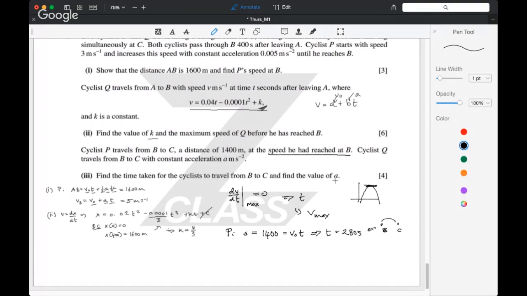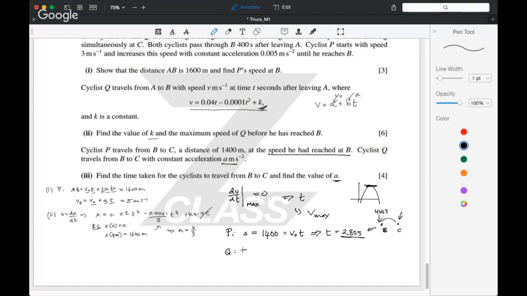Now, if we want to find a, obviously we have to look at cyclist Q, who's accelerating at a. So for cyclist Q, we know that he must have also taken that many seconds, because we know they both reached B at 400 seconds, and they both reached C at the same time. So they must have both taken 280 seconds. They must have both reached there at 680 seconds.